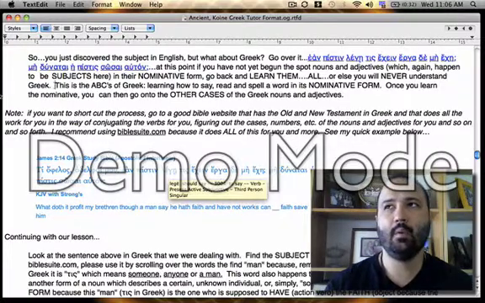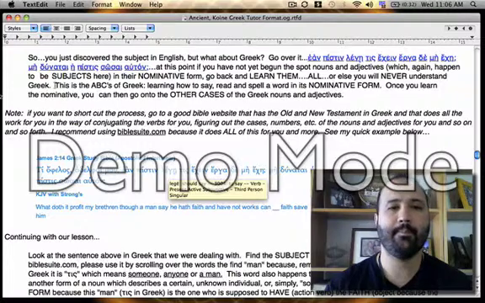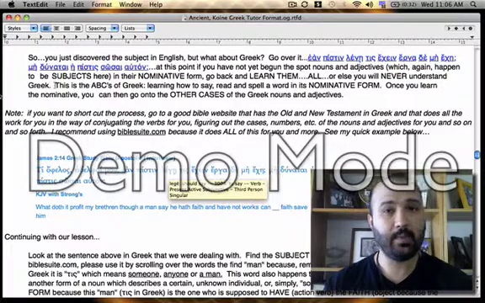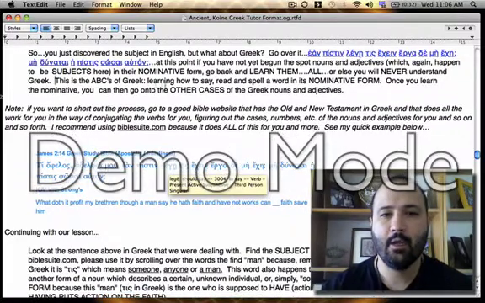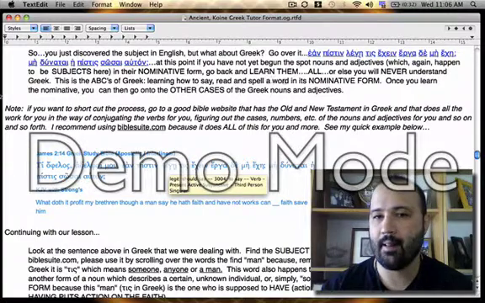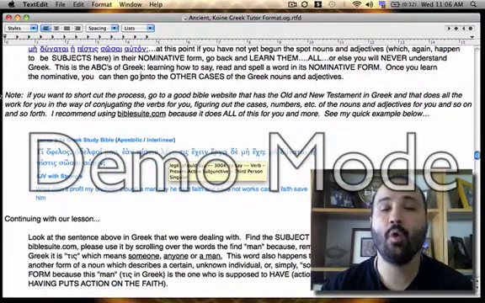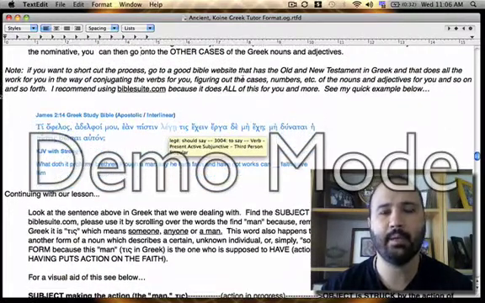See what case they're in, what the form is. Well, it's going to be the nominative, before it does anything. Also note that 95% of the time when you're dealing with a subject in Greek, it's going to be in its nominative case. This is the ABCs of Greek: learning how to say, read, and spell a word in its nominative form. That's it. Once you learn the nominative form, you can go into other cases of the Greek nouns and adjectives. Then we get deeper into Greek.